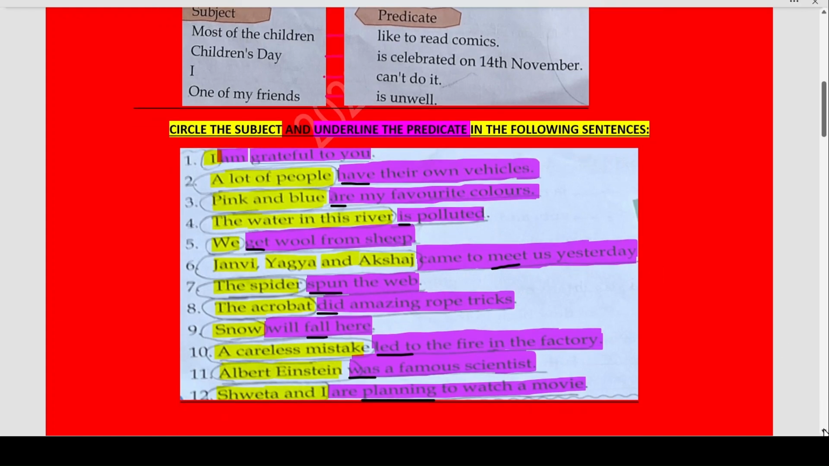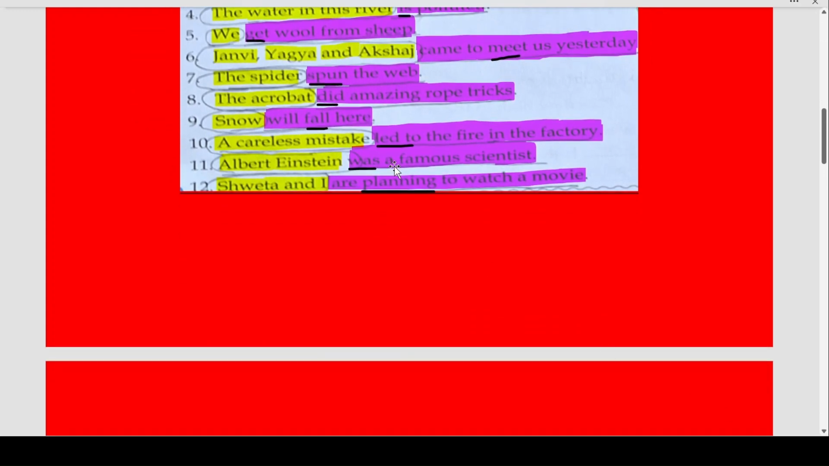The spider spun the web. Whom are we talking about? We are talking about the spider. What did the spider do? The spider spun the web. Spinning the web, and here it becomes spun the web. So spun is the verb.